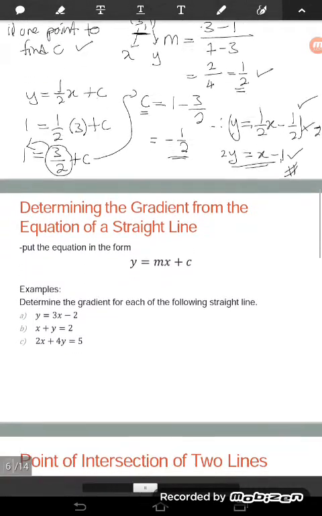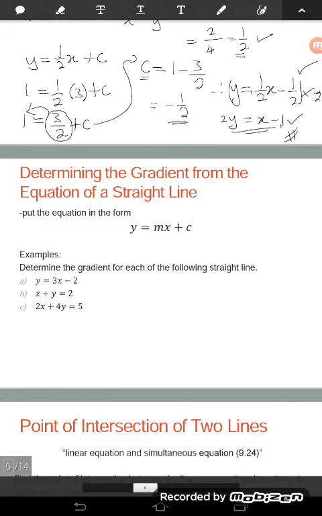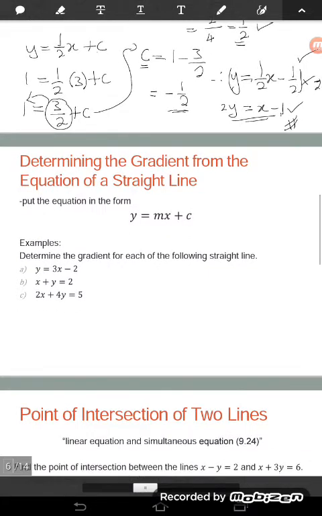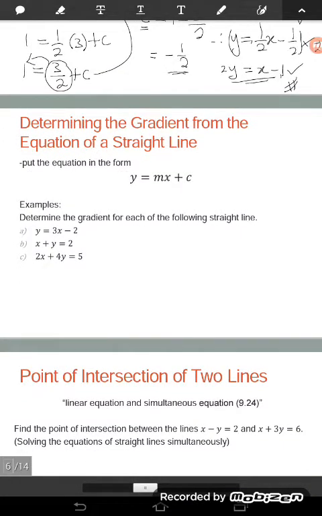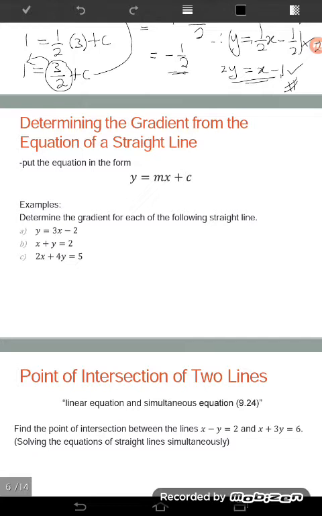Okay, so next, determining the gradient from the equation of a straight line. So now they give the equation of the straight line. So given the equation of the straight line, how do we find the gradient? We go back to y equal to mx plus c. So this one is the gradient. The coefficient of x is the gradient.